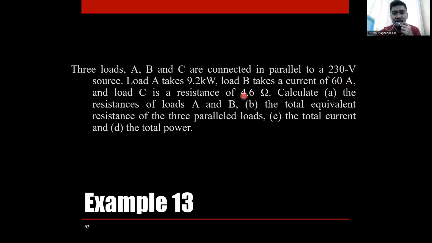And then for load C, what's given is the resistance, but we know the voltage again. So we can solve it using Ohm's law, with the formulas we previously solved. So first, you have to calculate the resistance of load A and B, the total equivalent resistance, the total current and the total power. Those are what we need to solve.